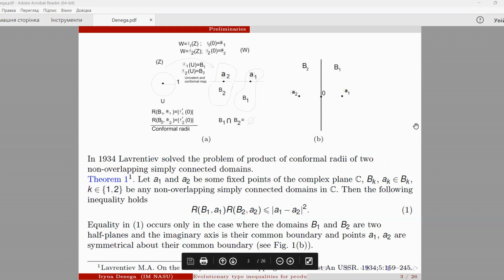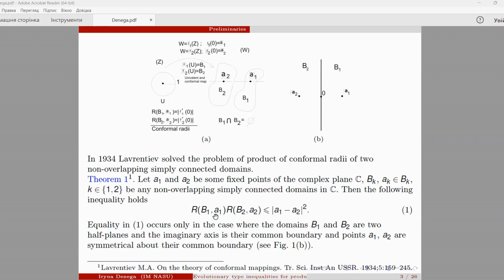In 1934, Lavrentiev proved the following theorem. Theorem 1: let a1 and a2 be some fixed points of the complex plane, and B_k, a_k from B_k, be any non-overlapping simply connected domains in C. Then the following inequality holds.